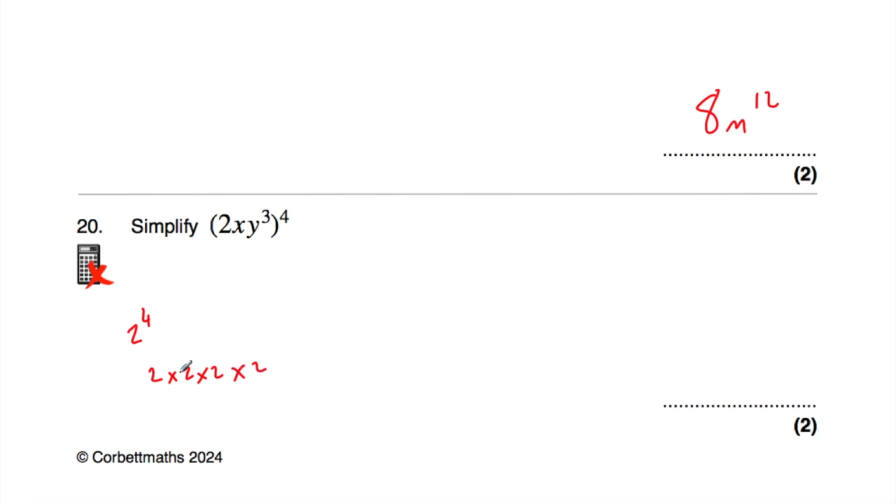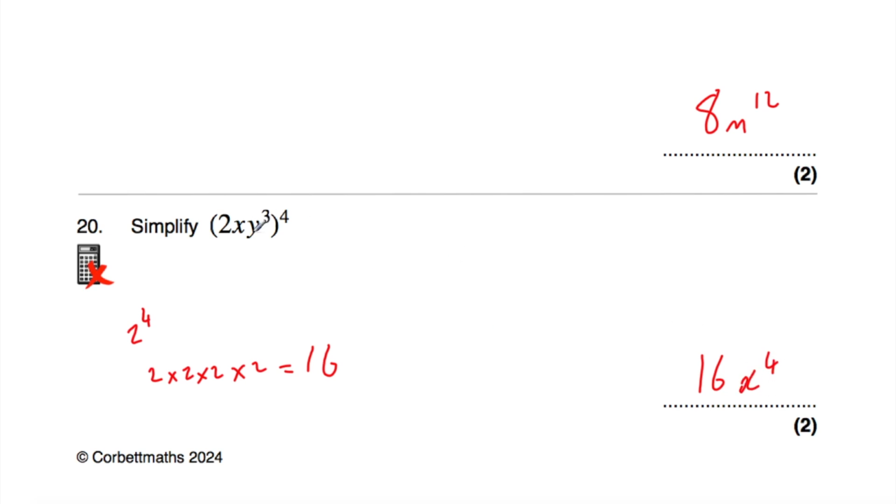2 times 2 is 4. Times 2 is 8. Times 2 is 16. So it's going to be 16 in the front because 2 to the power of 4 is 16. Now let's look at our x's. We've got x to the power of 4. Remember, this is x to the power of 1, and if you do 1 times 4, power of a power, 1 times 4 is equal to 4. Or you just do x to the power of 4.